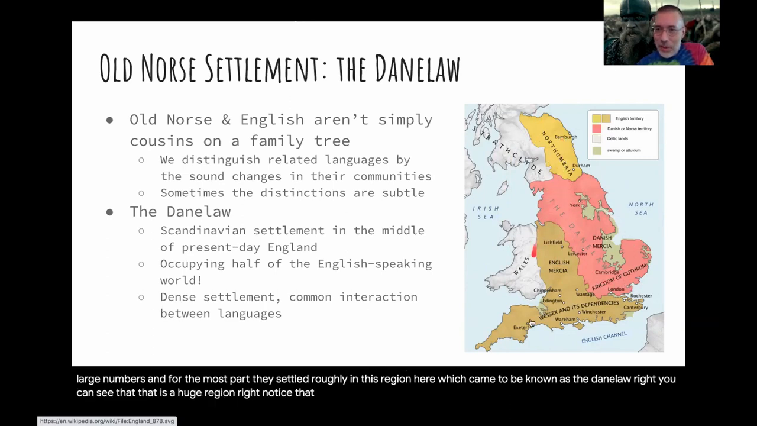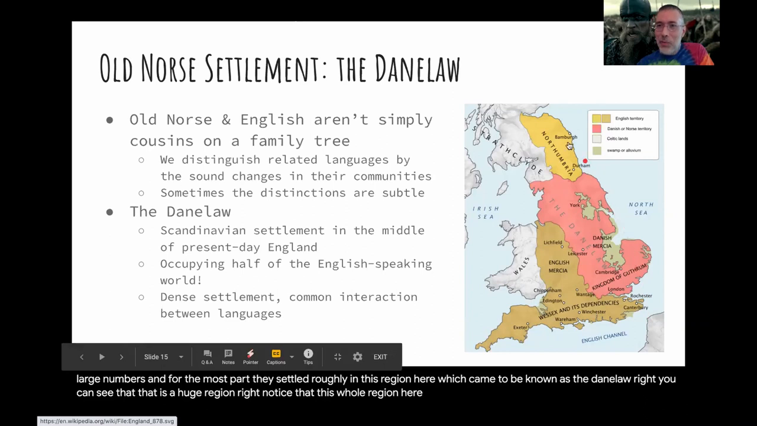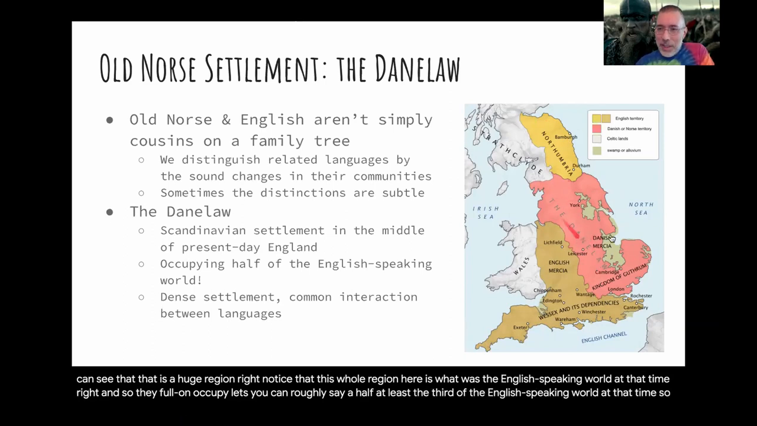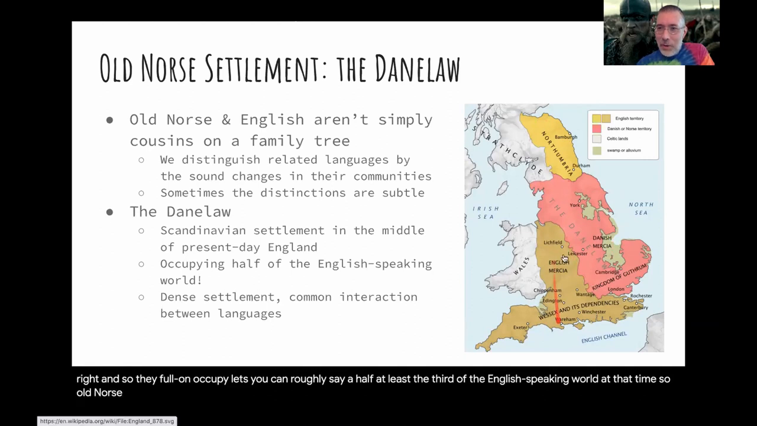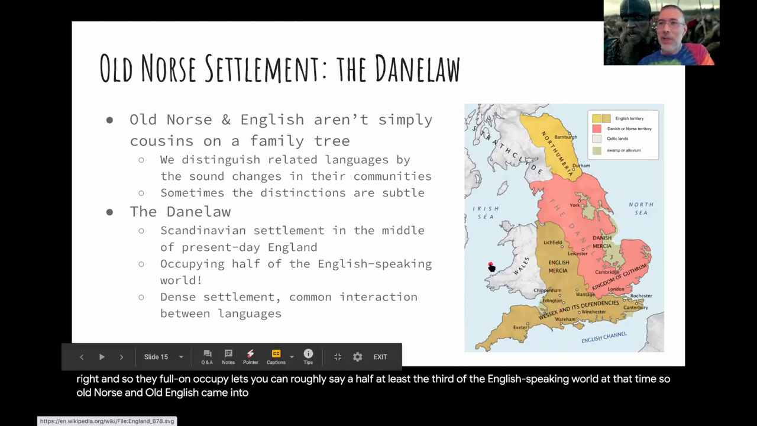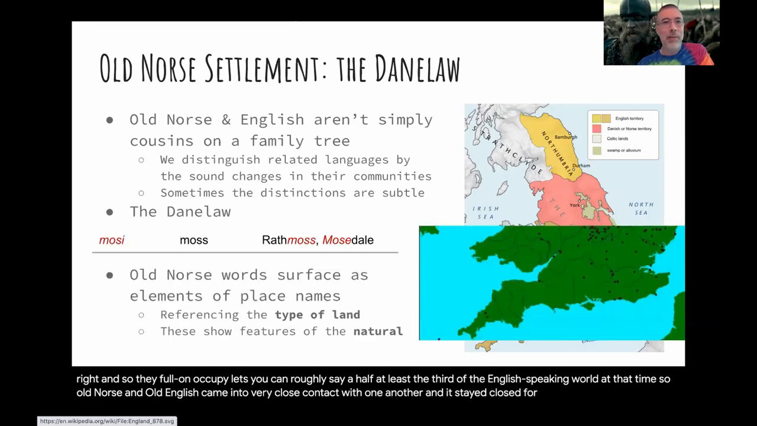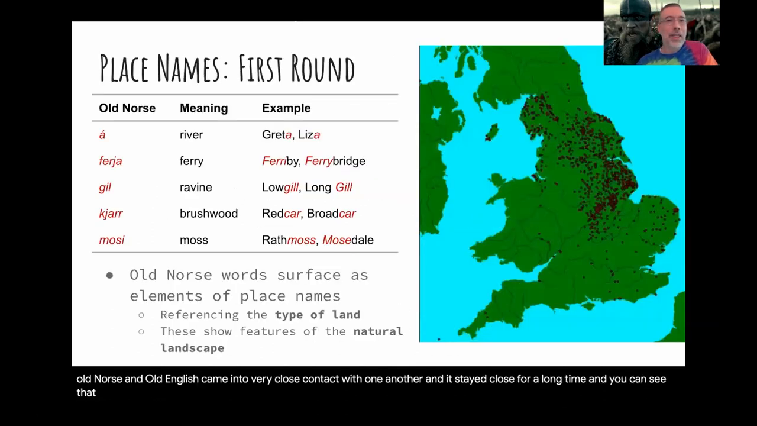Notice that this whole region here is what was the English-speaking world at that time, right? And so they full-on occupy, you could roughly say, at least a third, maybe a half, of the English-speaking world at that time. So Old Norse and Old English came into very close contact with one another, and it stayed close for a long time. And you can see the evidence of this contact in really interesting ways.